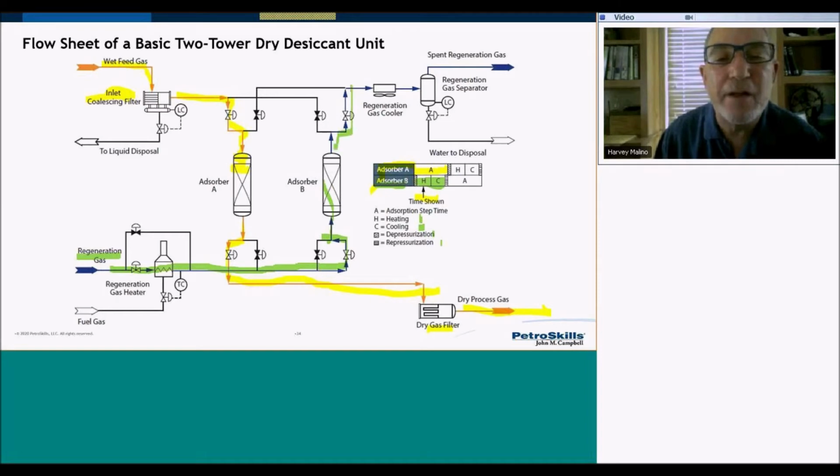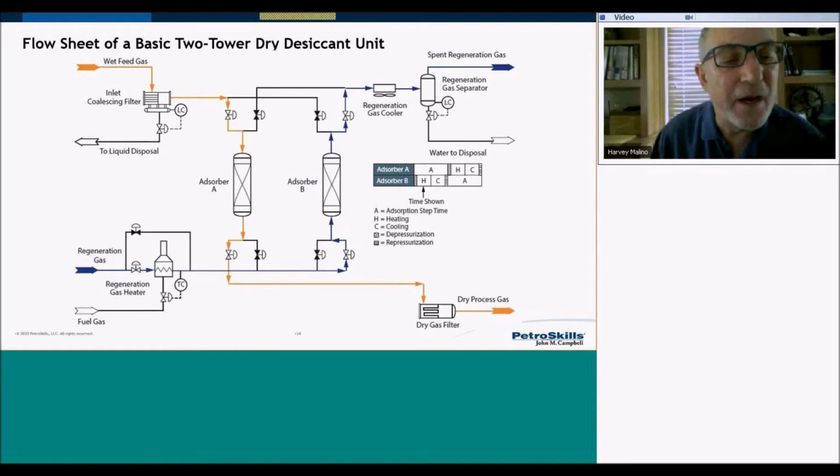You go out through a regeneration gas cooler. This regeneration gas cooler needs to be designed for cyclical service because it's going to see temperatures ranging from 100 degrees Fahrenheit up to 500 degrees Fahrenheit. And then the spent regeneration gas gets sent out to wherever your spent regeneration gas is going to go. One of the things to note here is that the regeneration gas that you use is on the order of 5 to 10% of the feed gas. These vessels typically are externally insulated.